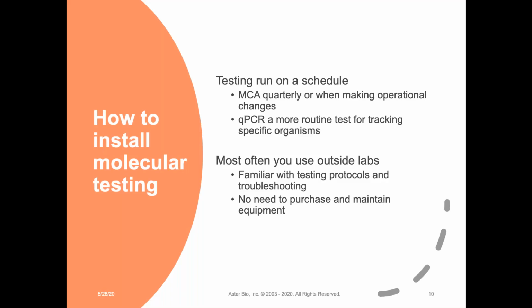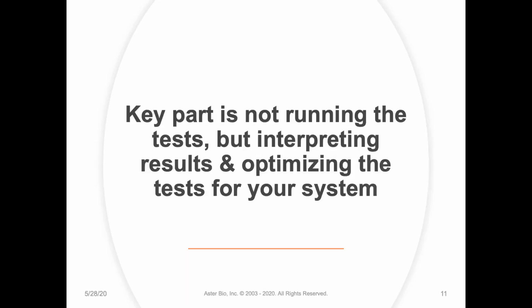Then, if there are specific microorganisms that you want to track for your system, we recommend using qPCR, or quantitative PCR, on a more frequent basis. Most often, people will use outside labs for these services, because it requires some training, and understanding how to troubleshoot those reactions is a bit challenging. Labs can do this sort of testing. So running the tests is not that challenging, but the difficulty is really interpreting the information and making it useful for your specific system.